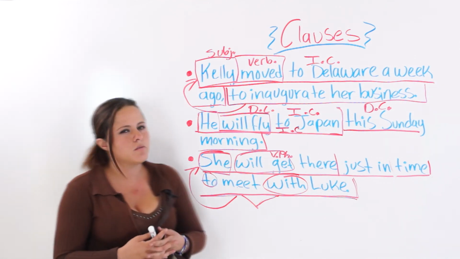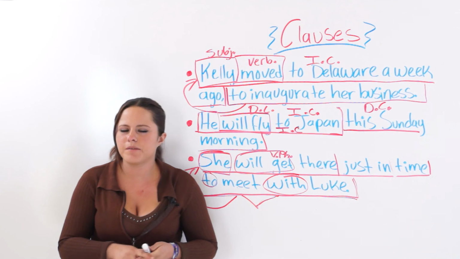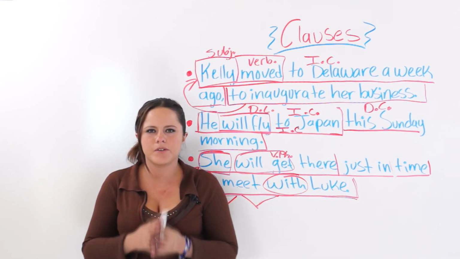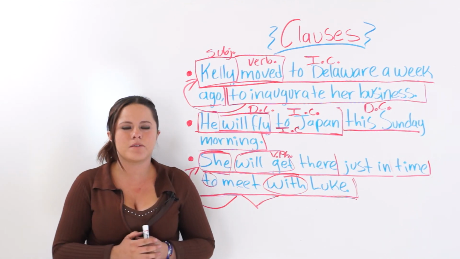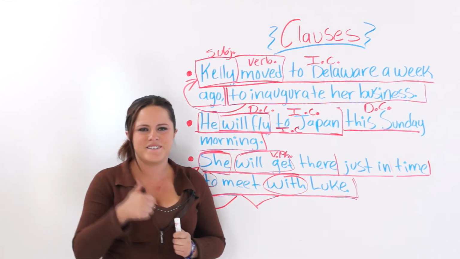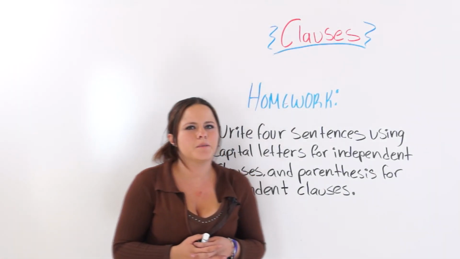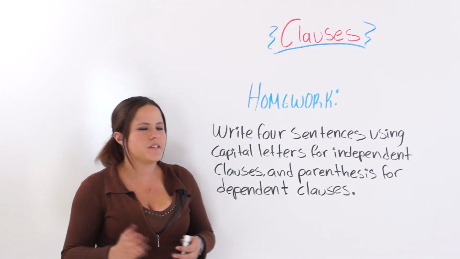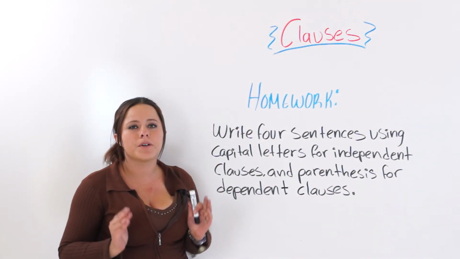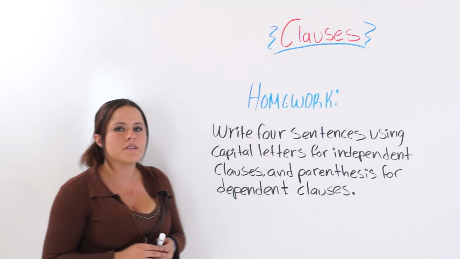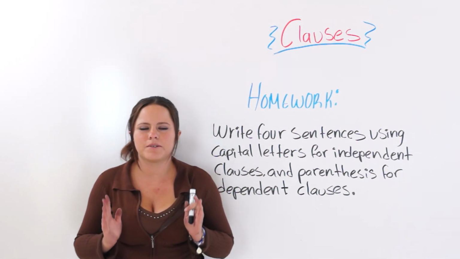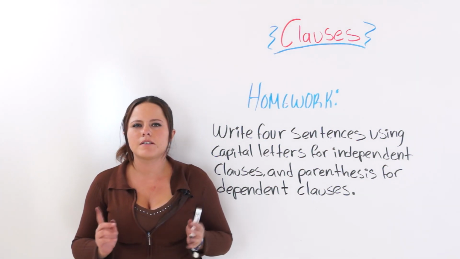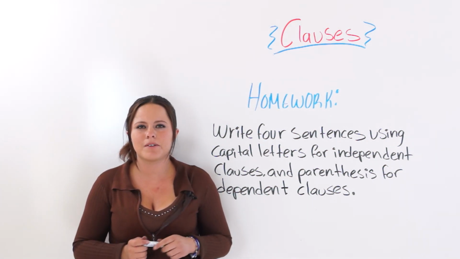Well, I am going to move on to some homework so that you can practice a little bit more and improve your English and your knowledge in the clause and phrase field. All right? Now for homework. You are going to write 4 sentences using capital letters for independent clauses and parentheses for dependent clauses. If you have your workbook, please do it in your workbook, and if you don't, please leave your homework in the comment section below this video.